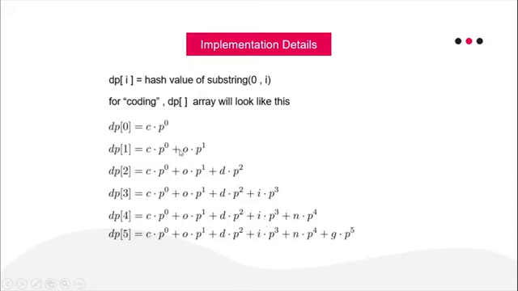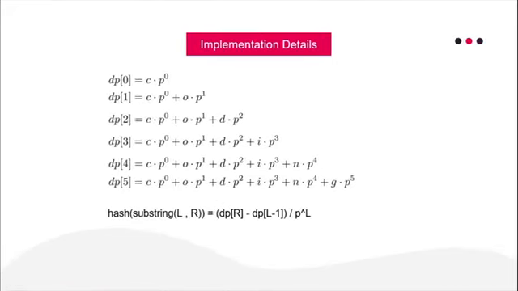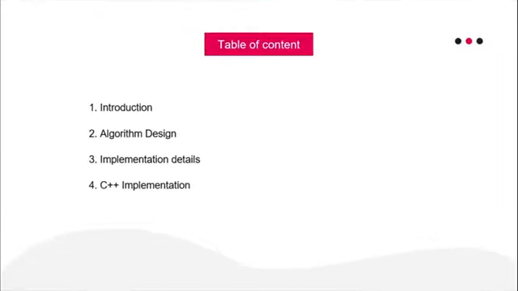So for a substring L to R, this is how you'd be calculating the hash value: the contribution divided by p raised to power L, where L is the index of the starting character of the substring. So dp of R minus dp of L minus 1. This is how you'd get the contribution of the substring in the original hash. Now, this is if L is greater than 0, of course. If L is 0, you don't have to subtract anything, right?